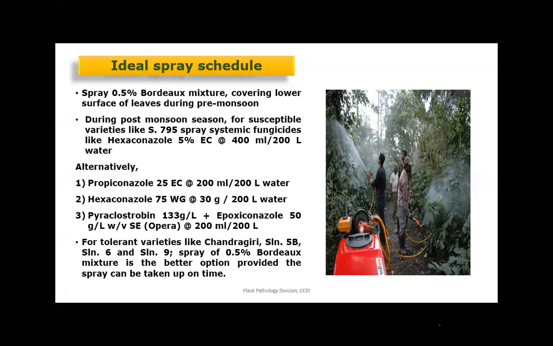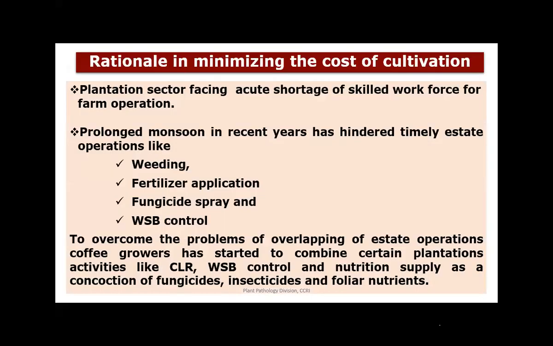So in such a case, we need to assess our own estate, whether coffee leaf rust is there or not, and then decide which one is to be sprayed, whether it is a contact fungicide or a systemic fungicide. Then apart from these, as we know, there is an acute shortage of skilled labor force, and also prolonged monsoons. Also, in the last year and this current year, due to cyclones, we are receiving continuous rainfall before the onset of monsoon. Also, we are getting rainfall and an extended monsoon.